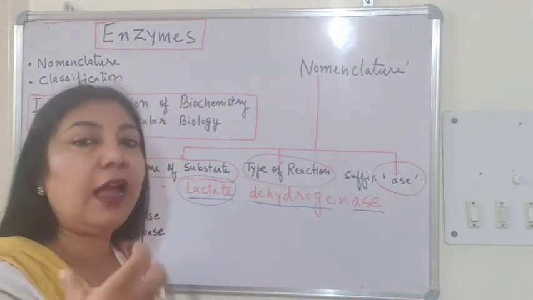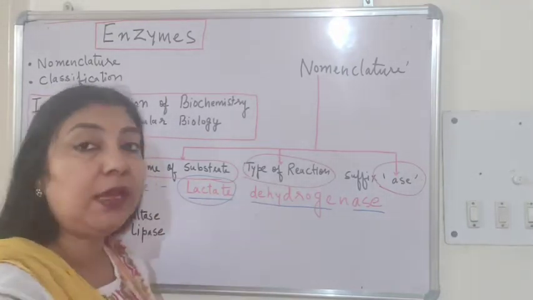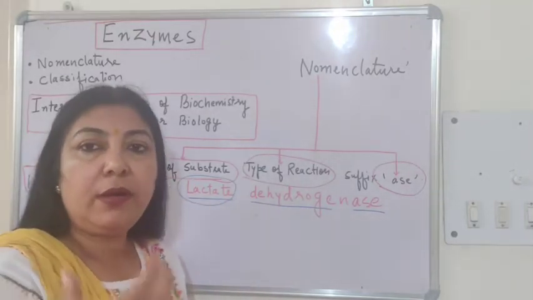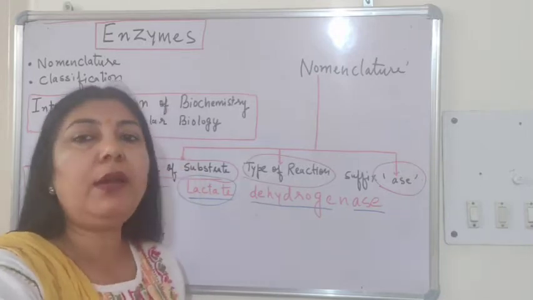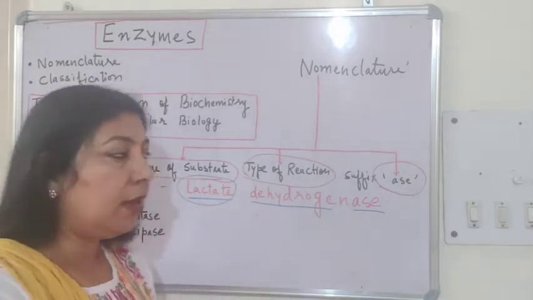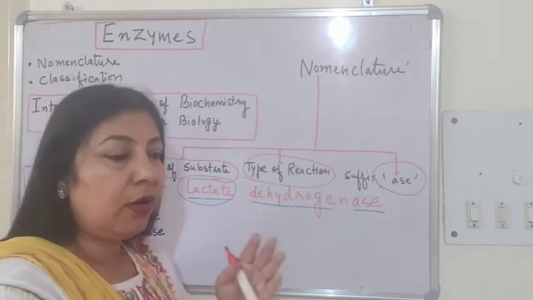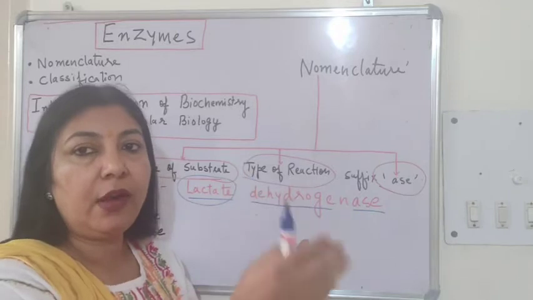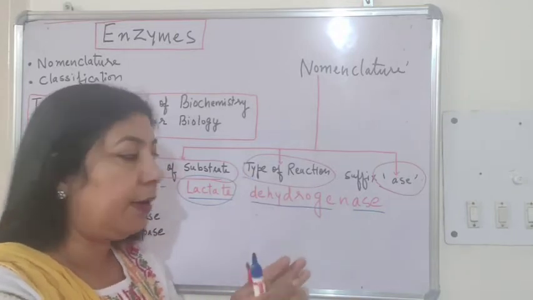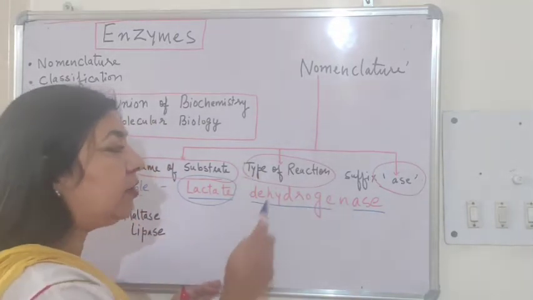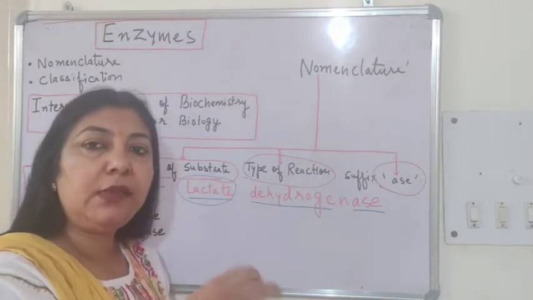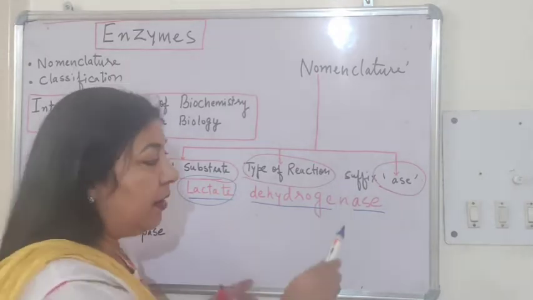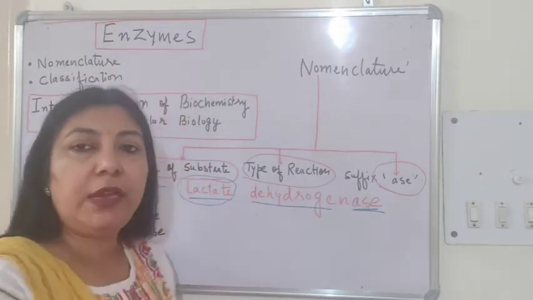It is removing the hydrogen, or it is adding a hydrogen. So that is redox reaction. Redox reactions are always coupled. If one thing is reduced, the other will be oxidized. So they are coupled together. So the type of reaction it is catalyzing is redox reaction. And then third is, here ase is the suffix we use.